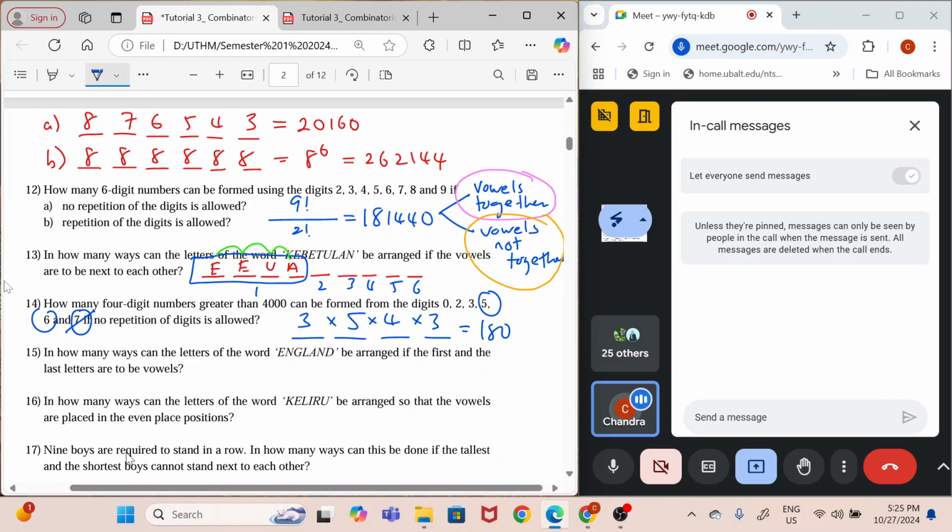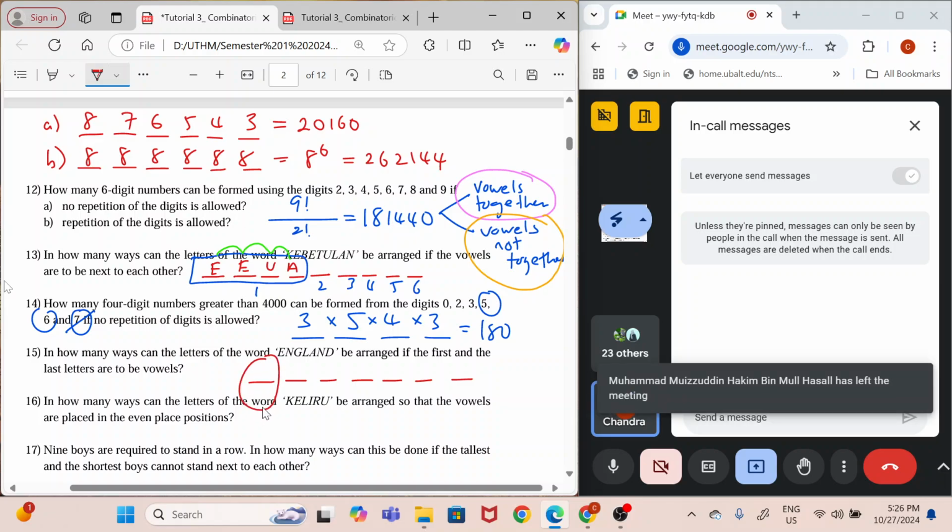In how many ways can the letters of the word England be arranged if the first and the last letters are to be vowels? Okay. So now 7 letters are there. 1, 2, 3, 4, 5, 6, 7. If the first and last letters must be vowels, how many vowels are there? E and A. Okay, E and A.